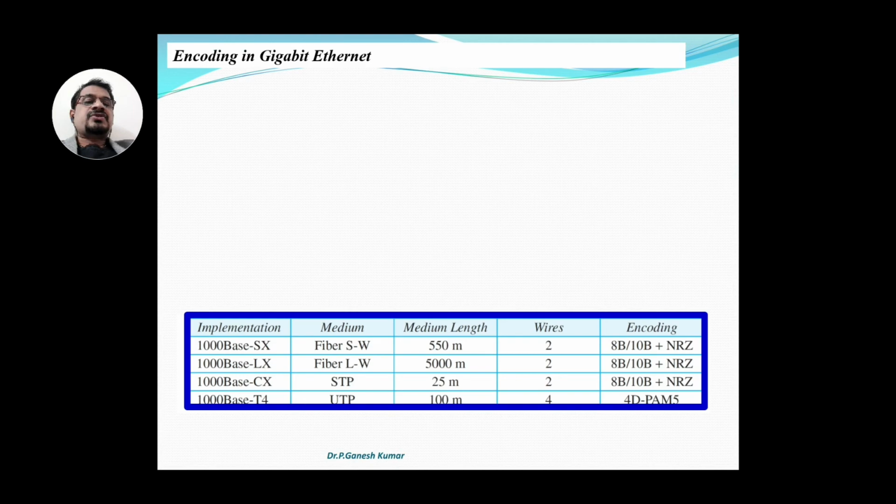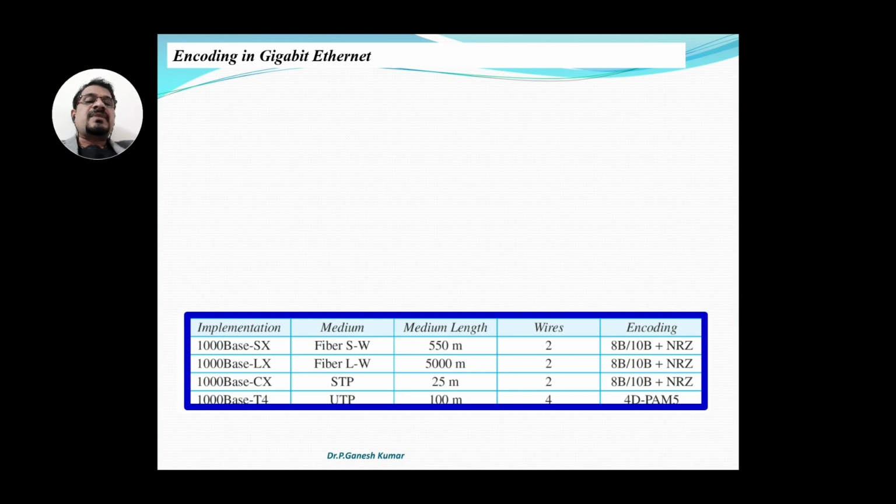1000 Base-SX short wave and 1000 Base-LX long wave are fiber; 1000 Base-CX uses shielded twisted pair cable over a very short distance of 25 meters; and 1000 Base-T4 uses unshielded twisted pair cable with 100 meters of distance, with 4 cables.